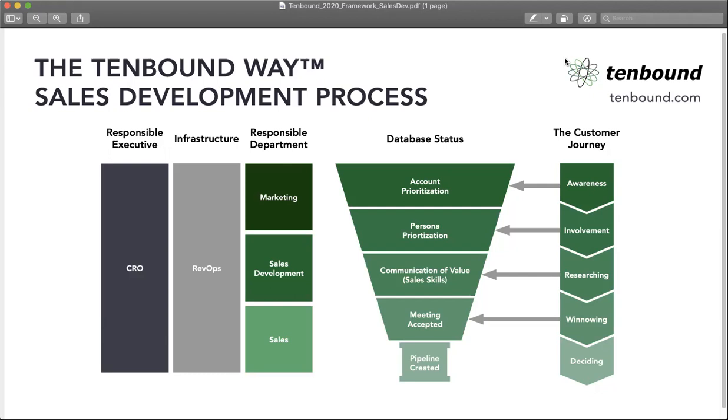And then finally, sales takes over in creating pipeline and really making sure that they're following a good service level agreement with the SDR team, that if the SDR delivers the right account, the right person, they've communicated the value correctly, and they've set up a meeting, that sales does everything they can possible to make sure that pipeline is created and closed.